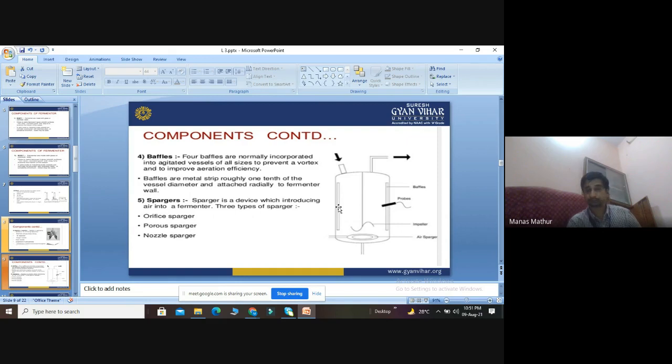efficiency. The baffles are metal strips, roughly 1/10 of the vessel diameter, and attached radially to the fermenter wall. So in total four baffles are provided, and they are attached radially to the fermenter wall.